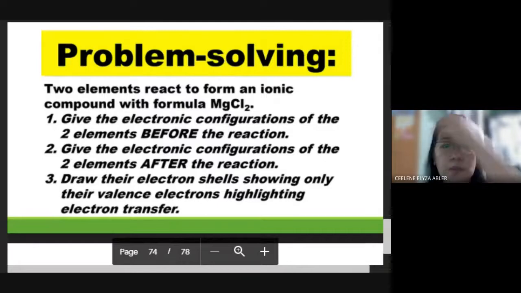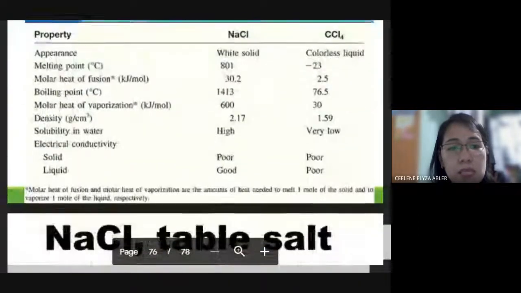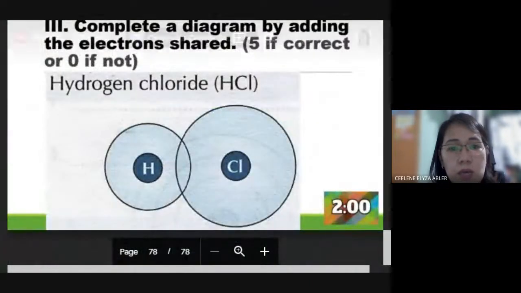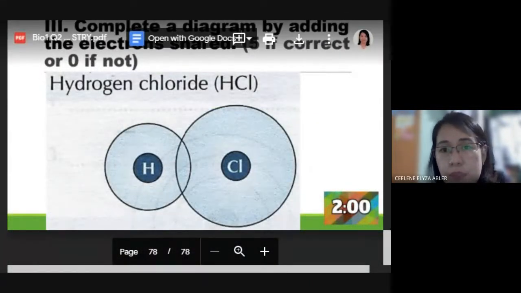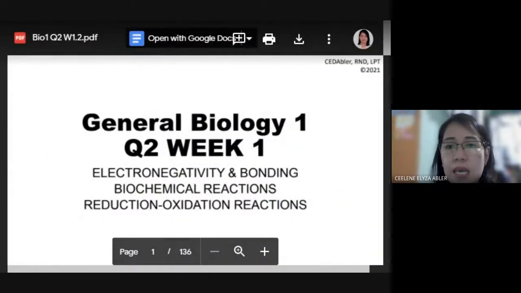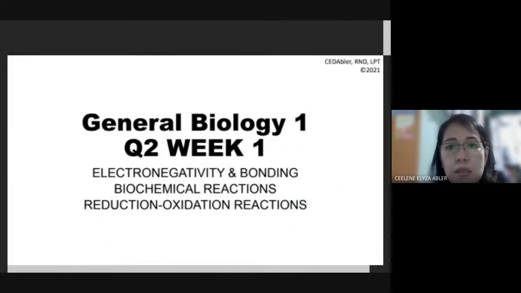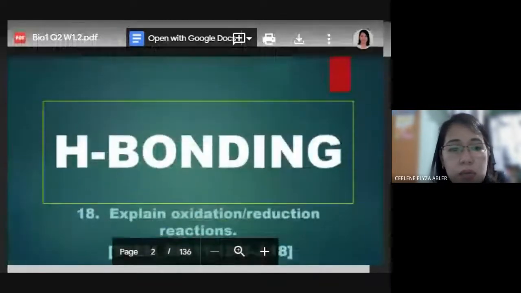So, you have also your problem solving, electron configurations of the elements before the reaction and after the reaction. Okay? So, these are their properties sa mga higher na chem. Right. So, let's have this one. Okay, dito tayo punta sa ating electronegativity and bonding one. Okay. Wait lang. Let's close this and open this. All right. So, let's have this one, which is your electronegativity in bonding.